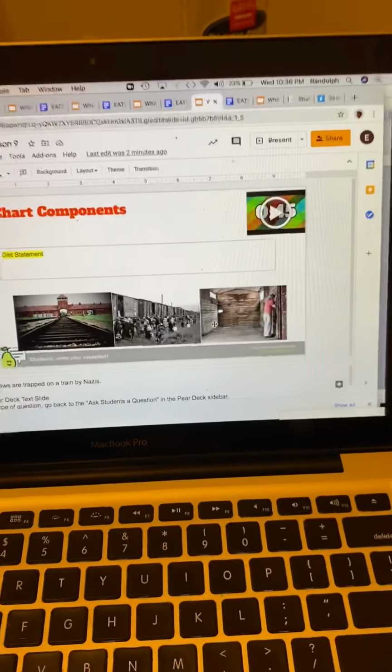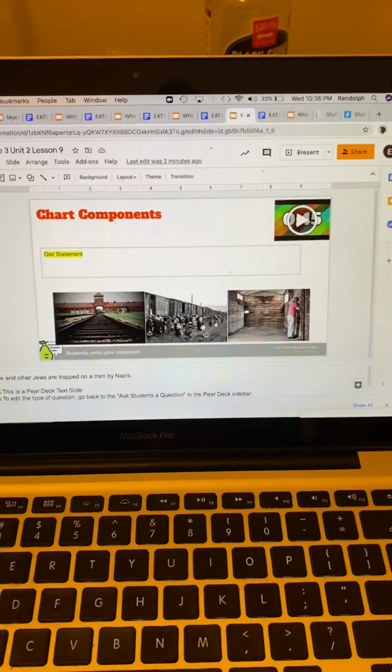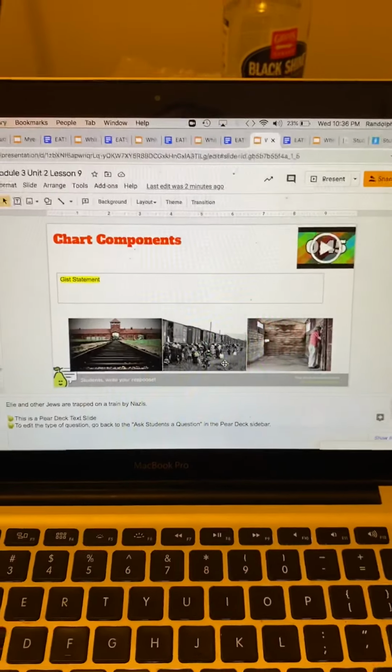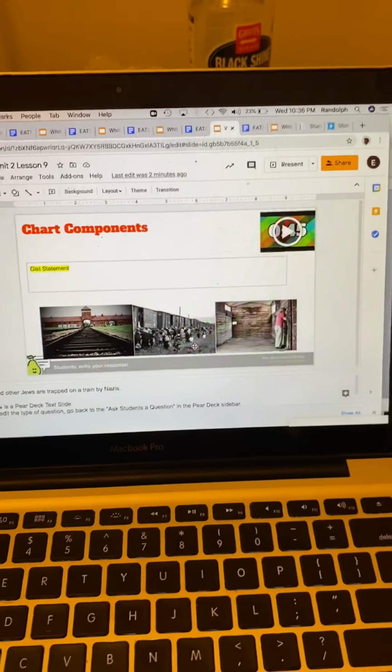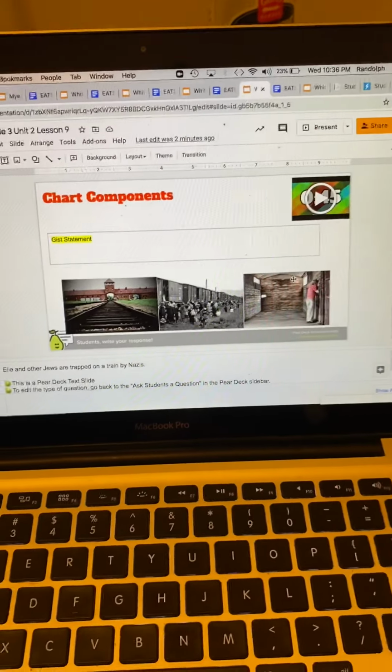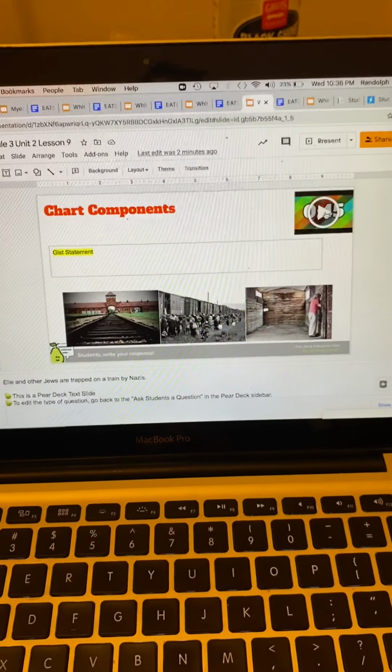So first we're going to fill out our gist statement. So remember, our gist statement is just one or two sentences that sum up what the story was about. And we have 45 seconds to answer this on our Pear Deck.